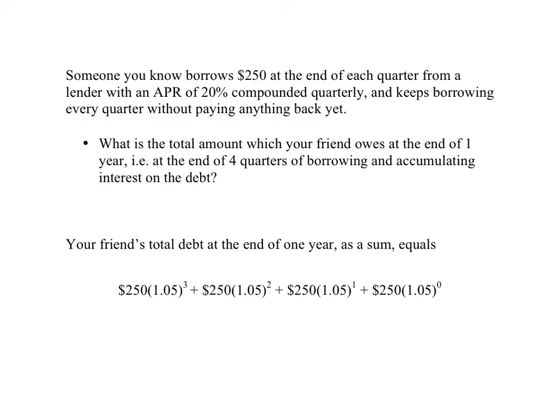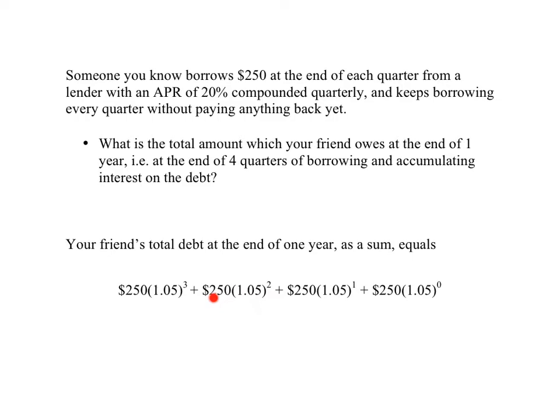How much interest? Well, 20% is a full year's worth of interest. Therefore, a quarter of that, 5%, is a quarter's worth of interest. So every quarter, however much your friend owes is multiplied by 1.05, the quarterly growth factor. That first $250 loan at the end of March accumulates interest 3 separate times, so it's multiplied by 1.05 3 separate times over the course of the year.